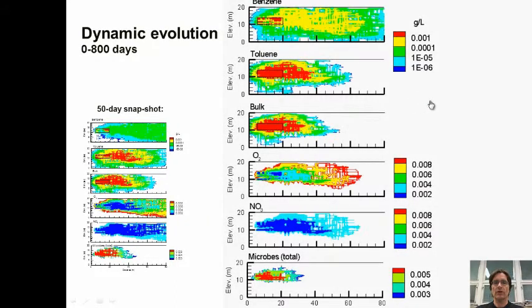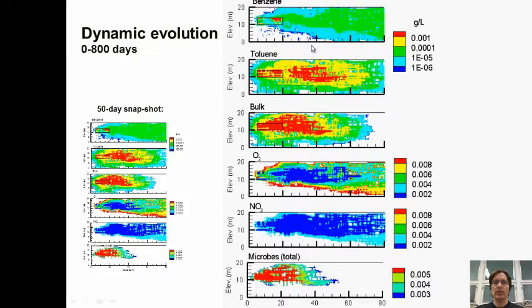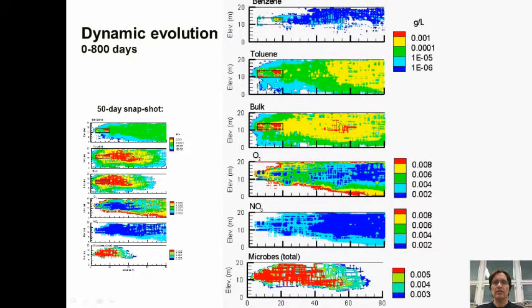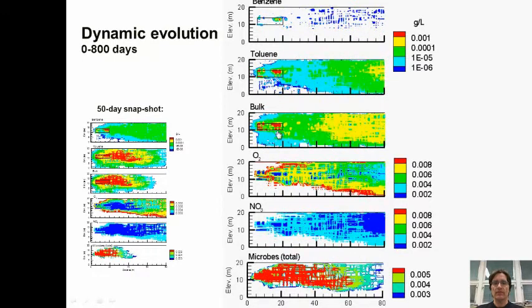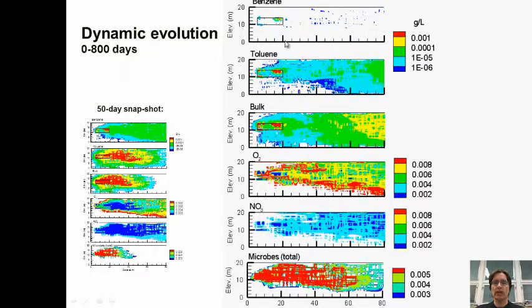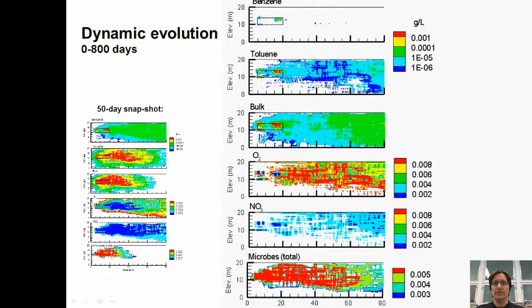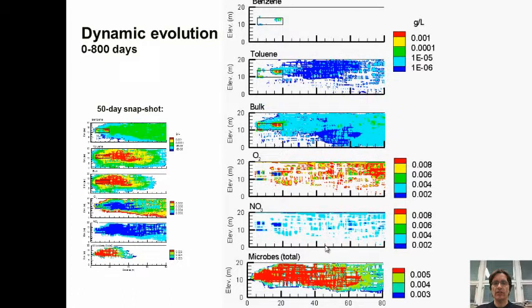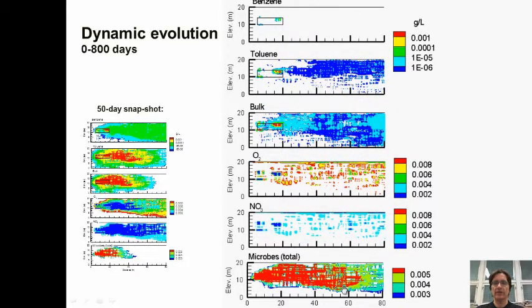See if this works. Here we go. So this happens quite quickly. Benzene's quite rapidly dissolved. It's very soluble. Toluene takes a little bit longer, as well as the bulk. Oxygen is being consumed by these three components. So we see its complicated behavior here. The nitrate is also being consumed by the three components and the total microbial growth pattern.